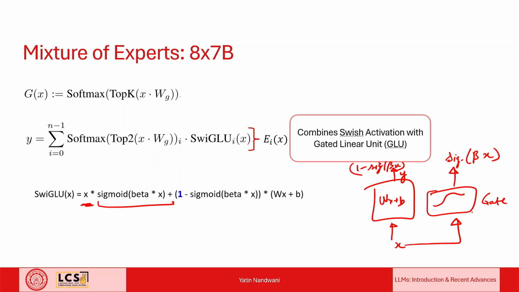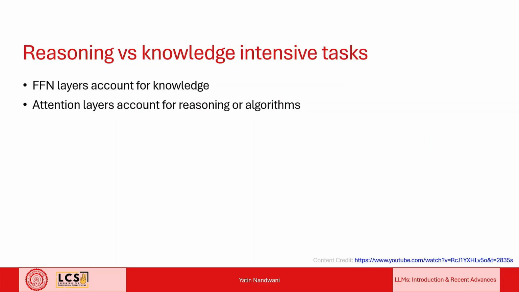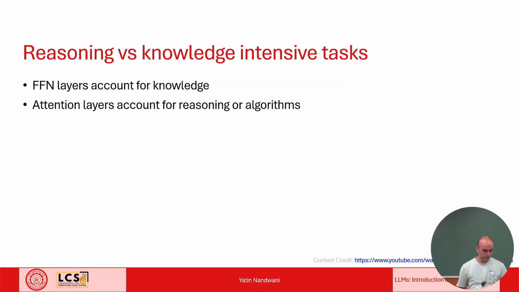Gating is between whether we want to do the transformation or not, right? If this sigmoid is 1, that means we are not doing any transformation in the router, right?